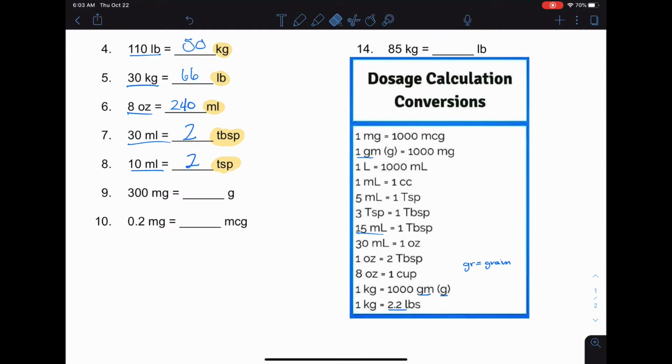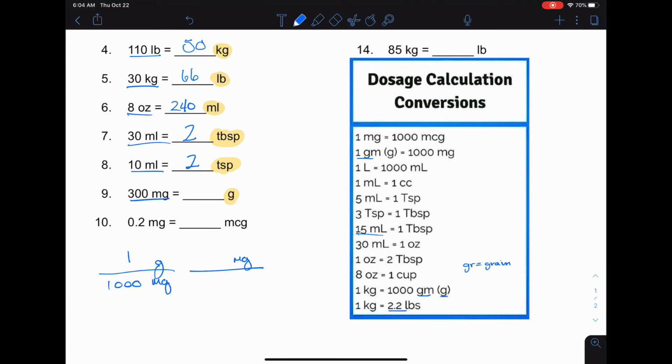All right, so number 9, milligrams to grams. If we look over on our chart, we've used this one before. 1 gram is equal to 1,000 milligrams. And we're working towards grams, so we're going to start with that up top. So 1 gram is equal to 1,000 milligrams. I need to get rid of milligrams, so I'm going to throw that up top. My problem is in milligrams, so we can go ahead and work that in.